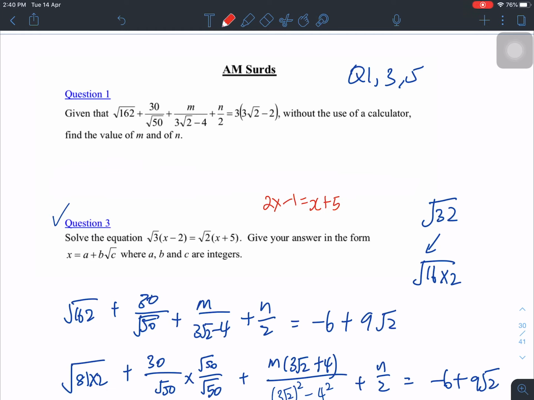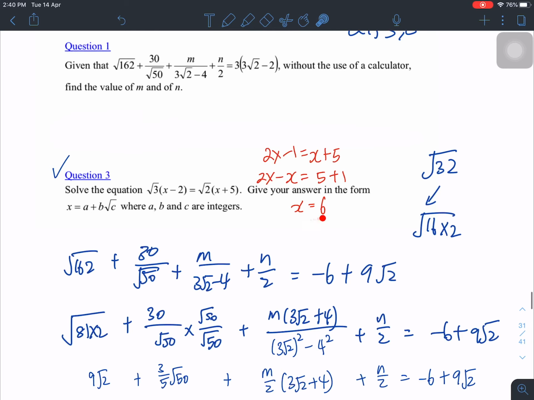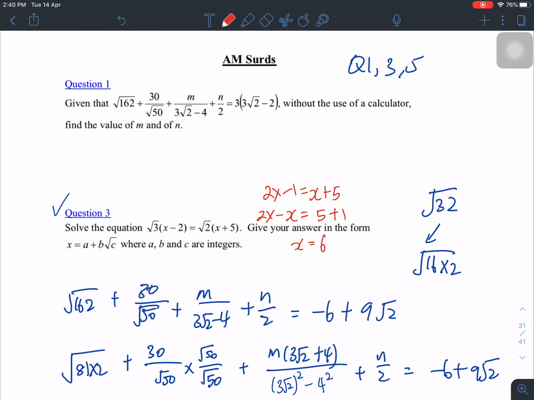So this would simply be x equals 5 plus 1. Let me be more precise: 2x minus 1 equals 5 plus 1, then of course x would be 6. So when that happens, you realize that we are solving the equation. Likewise, if we would like to solve this equation, we will need to group all the x terms together.